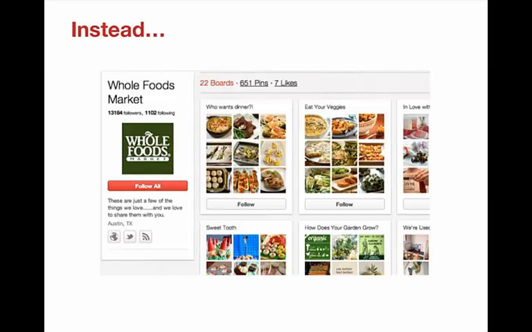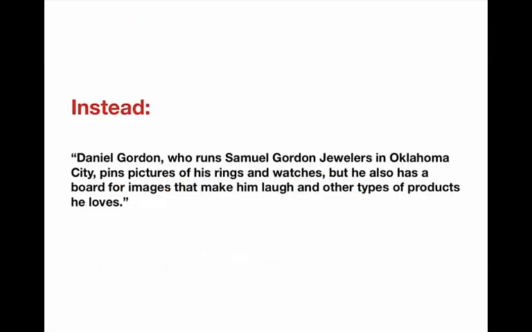All right, so instead of Whole Foods here, where if you look at this, the mistake that they're making is that Whole Foods is really just doing all Whole Foods stuff here, right? I mean, this is all Whole Foods related products. So instead, let's talk about a different option.